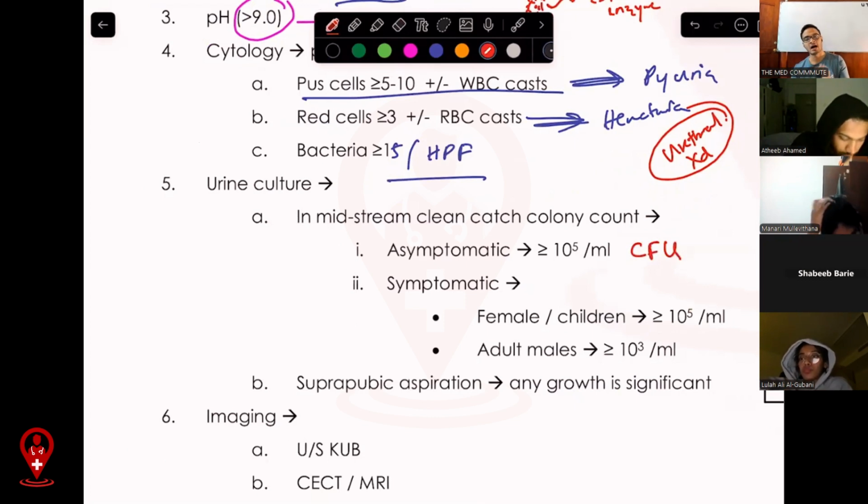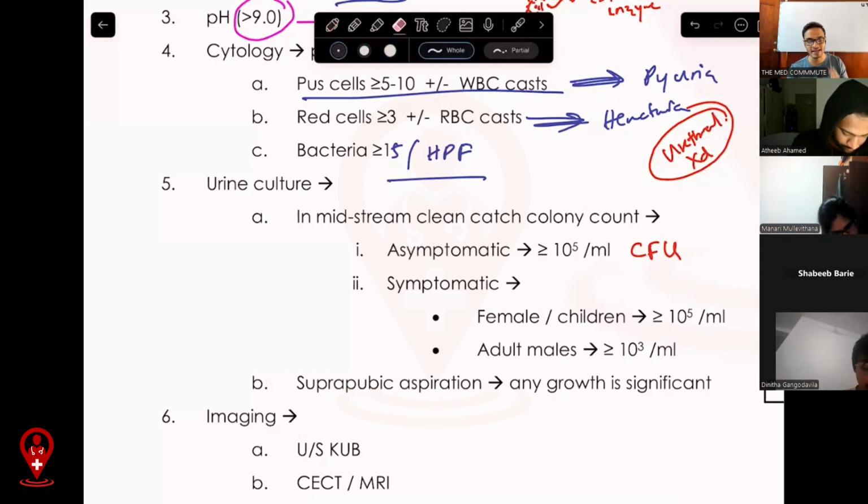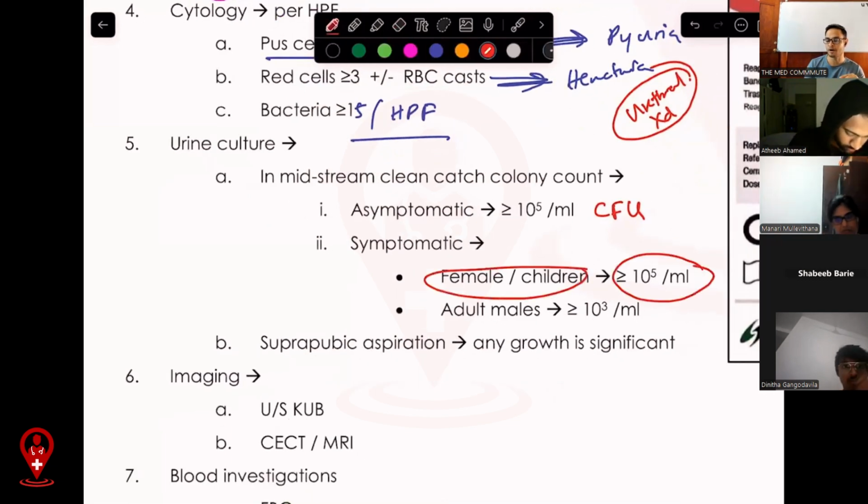If the colony forming units are more than or equal to 10 to the power 5, that means 100,000, right? 10 to the power 5. If it is more than 10 to the power 5 per milliliter in an asymptomatic patient, now, what this asymptomatic patient means, we'll talk about when we come to the final discussion. That is significant. In a symptomatic patient coming with all the classic features, and if the patient is a female or a child, again, more than 10 to the power 5 colony forming units is diagnostic of a UTI. In adult males, guys, we are lowering the bar a little, more than 10 to the power 3, we say.